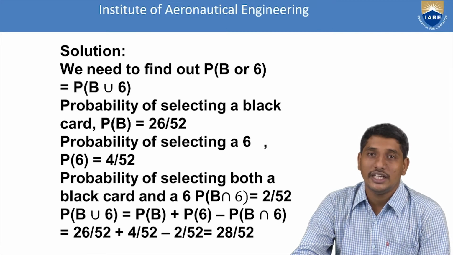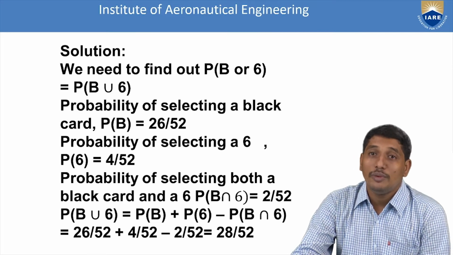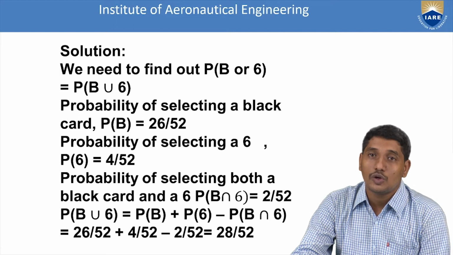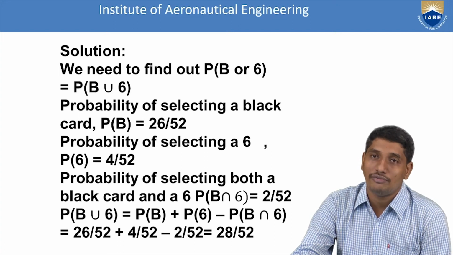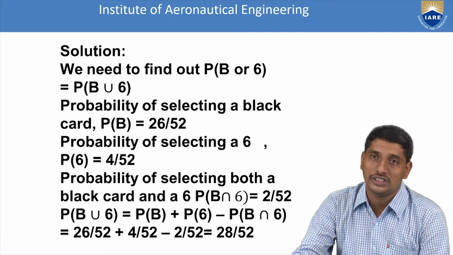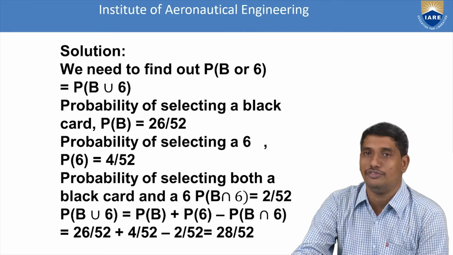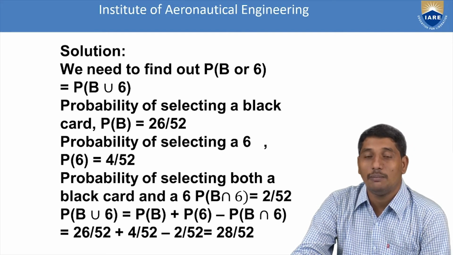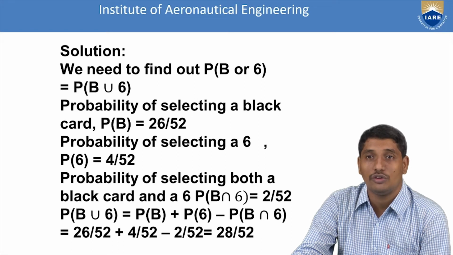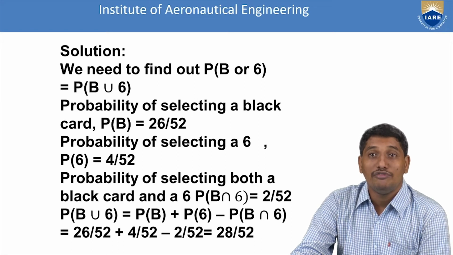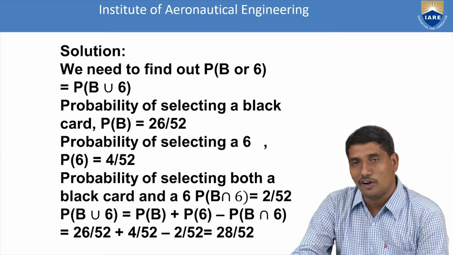P of B means getting a black card. So how many black cards are there? There are 26 black cards. So the number of favorable cases of black cards is 26 and the total number of cards in the deck is 52. So the probability of getting a black card is 26 over 52. That is a 50% chance to get a black card.